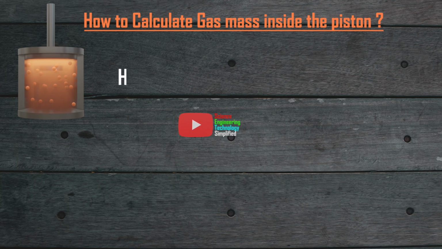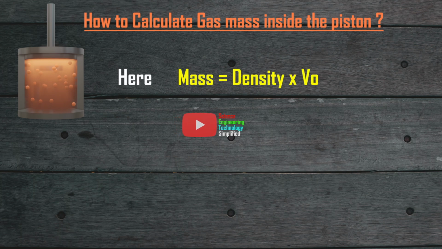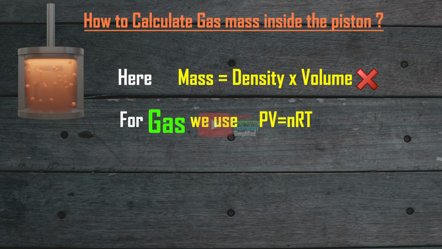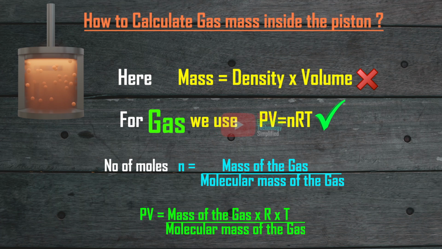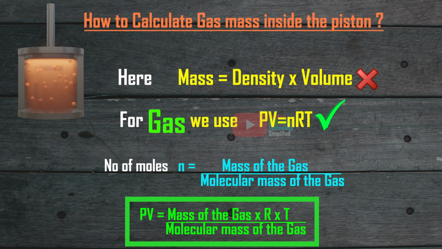Note that, here we cannot use the formula, mass equals density, into volume, because the volume of gas is not definite here. In the case of gas, we will use, PV equals nRT. Where n is the number of moles, which is equal to mass divided by molecular mass. Therefore, new equation will be, PV equals mass into R, into T, divided by molecular mass of the gas. By using this equation, we can easily calculate the mass of the gas.